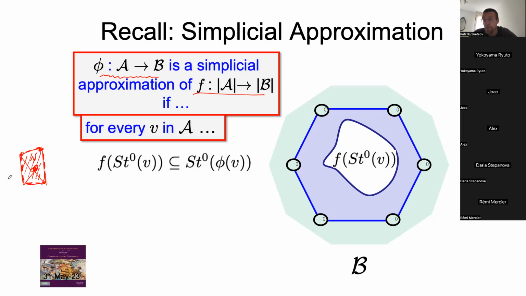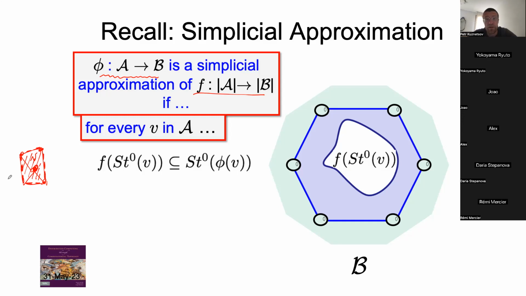Sorry. You apply phi to V, you get some point, a vertex in B. You take all the simplices which contain it, and take all the interiors of these simplices. What you get again is an open subset of the geometric realization of B. And this open subset should include the image of F, an open star of B. So phi is kind of more precise than F, it captures everything that F does. In this case, we say it's a simplicial approximation.